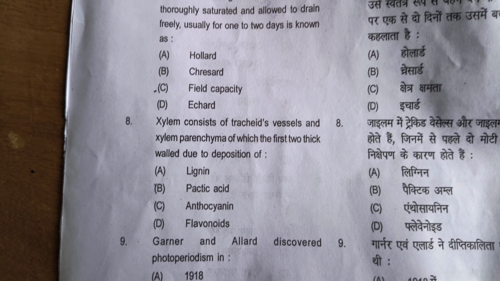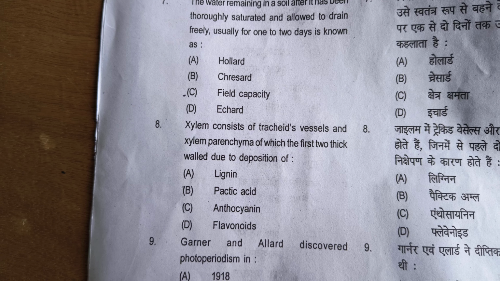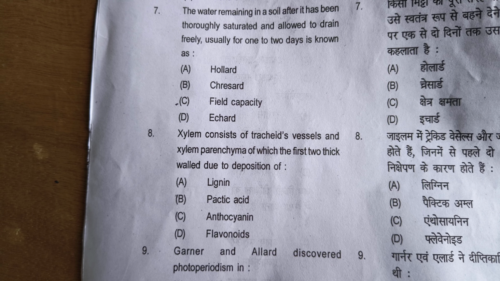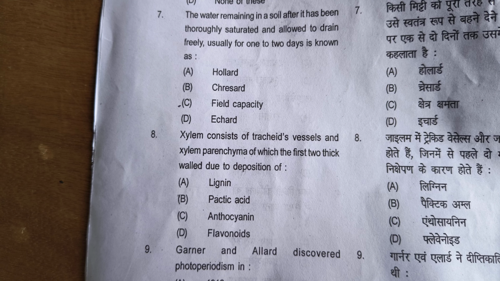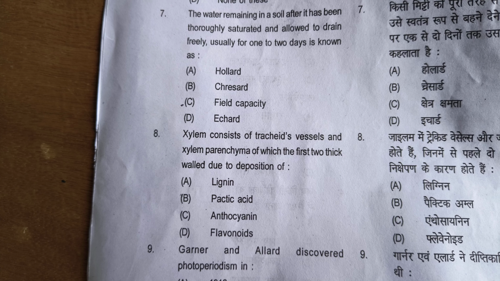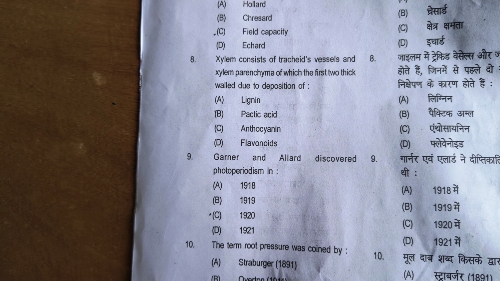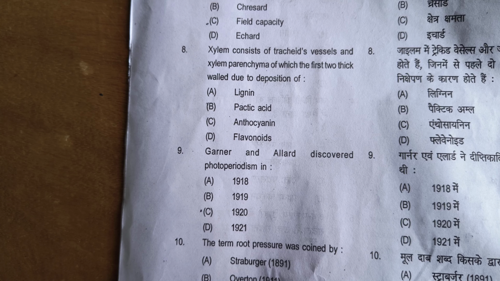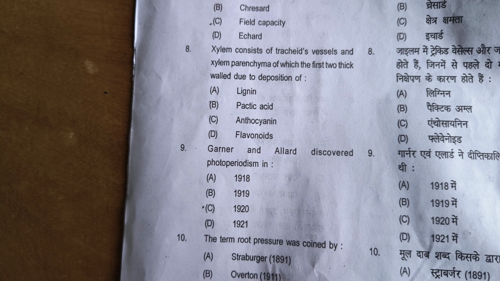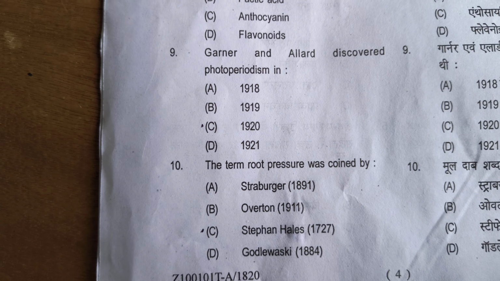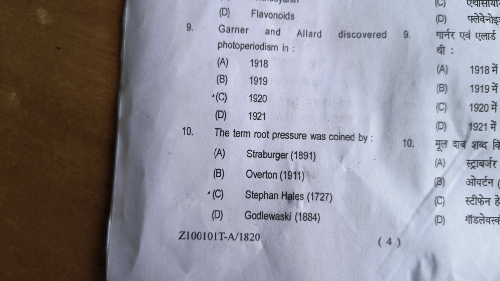Next, xylem consists of tracheids, vessels and xylem parenchyma, of which the first two have thick walls due to the deposition of. In this question the right answer is option B, pectic acid. Next, Garner and Allard discovered photoperiodism in 1920. Next, the term root pressure was coined by. The right answer is option C, Stephen Hales.